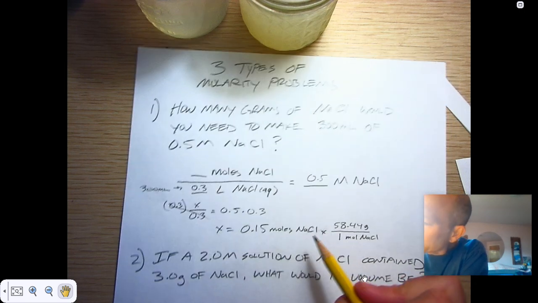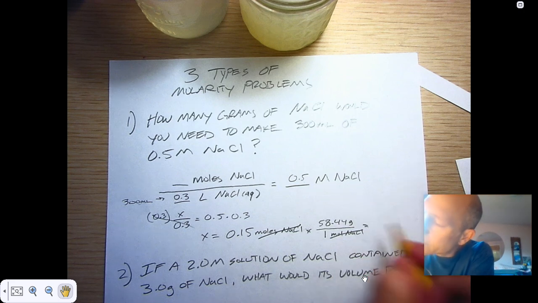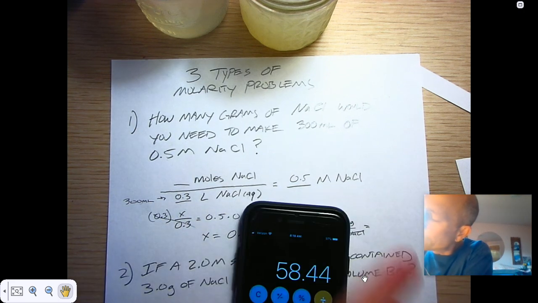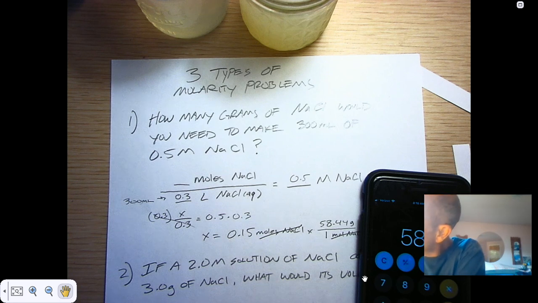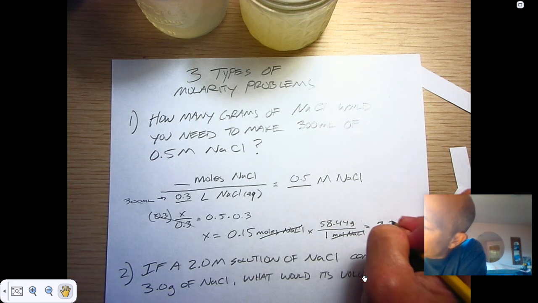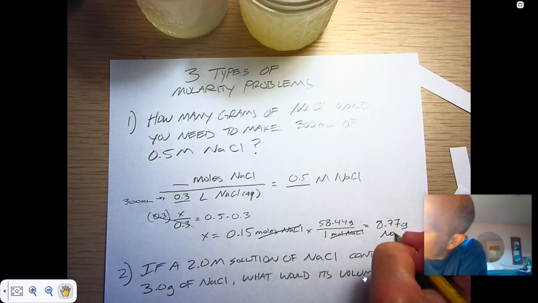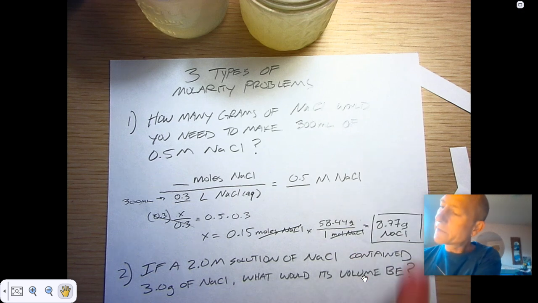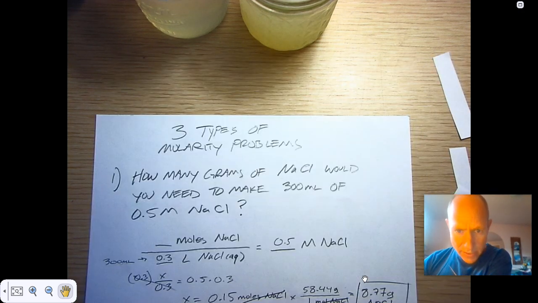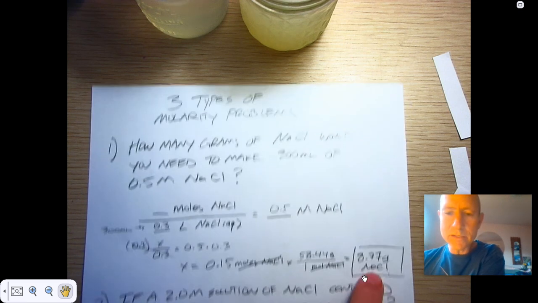And then moles of sodium chloride, gone. So I just have to take this 58.44 and multiply it by 15/100, 0.15, which equals 8.77. 8.77, and what are my units? Grams of sodium chloride. So how many grams of sodium chloride would you need to make 300 milliliters of 5/10 molar sodium chloride? You'd need 8.77 grams.